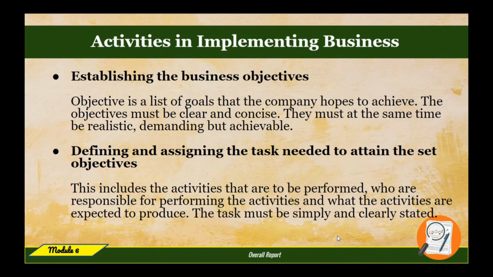If you are already done with the activity, let us start with our discussion on the activities of implementing business. We have different activities in implementing business. First is establishing the business objective. Objectives are a list of goals that the company hopes to achieve. The objectives must be clear and concise. At the same time, they must be realistic, demanding, but achievable. So we need to have an objective first as our guide for implementing business.